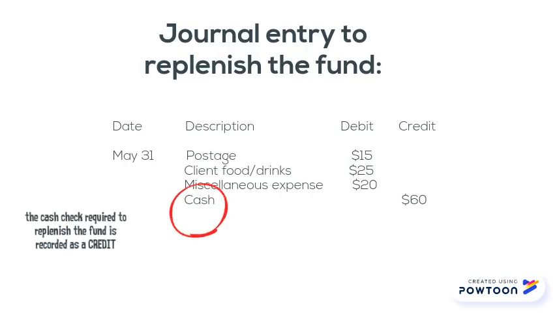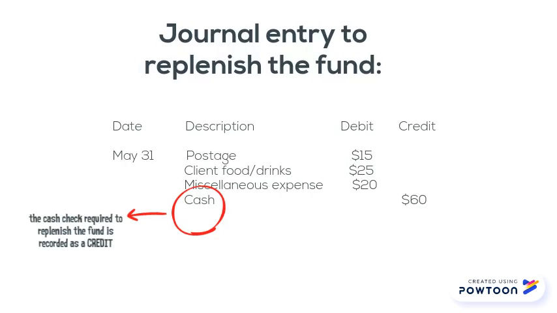In the general journal, all accounts that are debited should relate to expenditure, and then the cash cheque we need to write to replenish the fund is recorded as a credit.